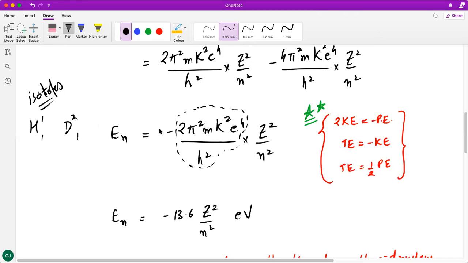Now, do you think in this formula in front of you, does that difference feature? This is the mass of the electron, okay? So don't get confused with this as the mass of the nucleus. This is the mass of the electron. Right, so this formula in front of you comes out to be the same for these two isotopes, hydrogen and deuterium.